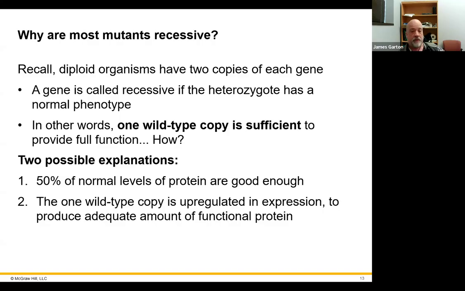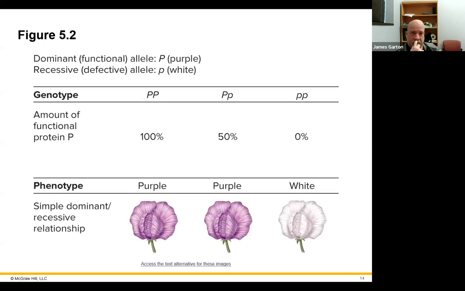The other explanation, since you have 1 wild type gene and 1 mutated one, is that you upregulate the wild type copy. And so you make more than 50% of the levels of the protein. And so you overexpress the quote unquote good copy that you do have. And here are some examples where 50% is good enough.